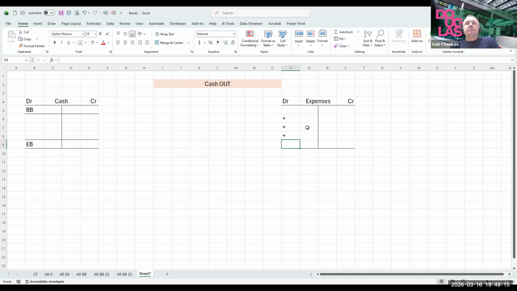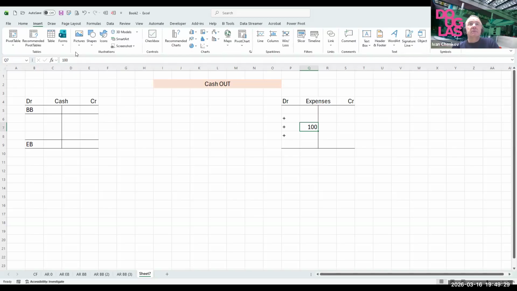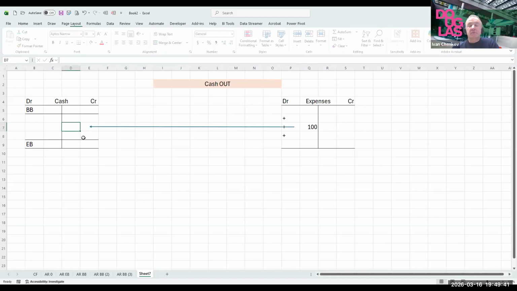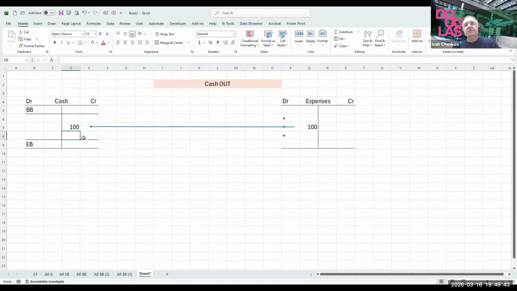So if I have expenses of $100, what do I have to do? I have to pay them, correct? Every time I have an expense of $100, I have to pay cash of $100, correct? And the cash is going to go down on the credit side. The expense is going to come on the debit side, cash is going to go down on the credit side. My job is done.